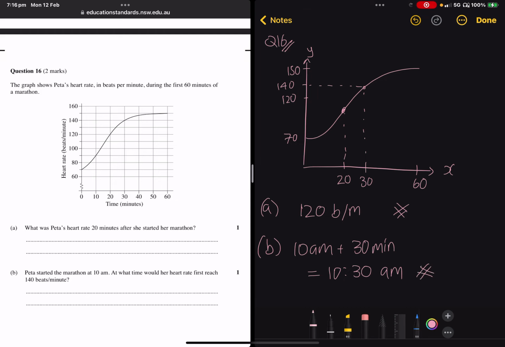This is the answer. In terms of the marking, it's pretty straightforward. You get 1 mark for having the answer for A, and then you get 1 mark for having the answer for B, and that's it. So this is very simple marking. It's one of the easier questions in the paper, and this is how we do it.